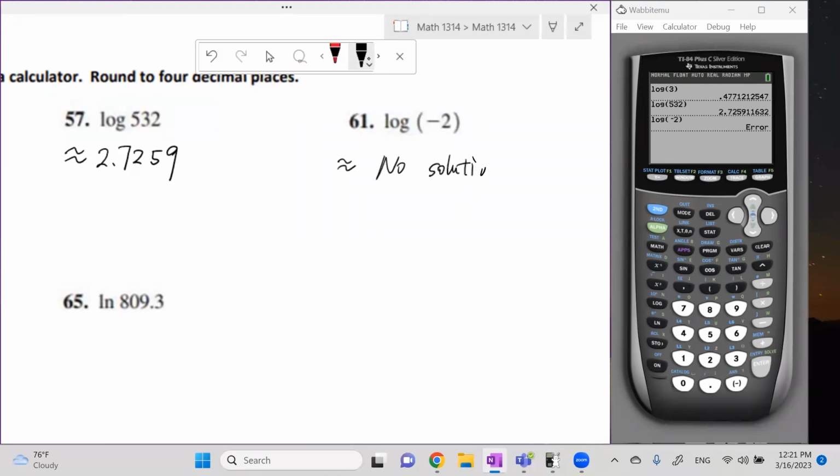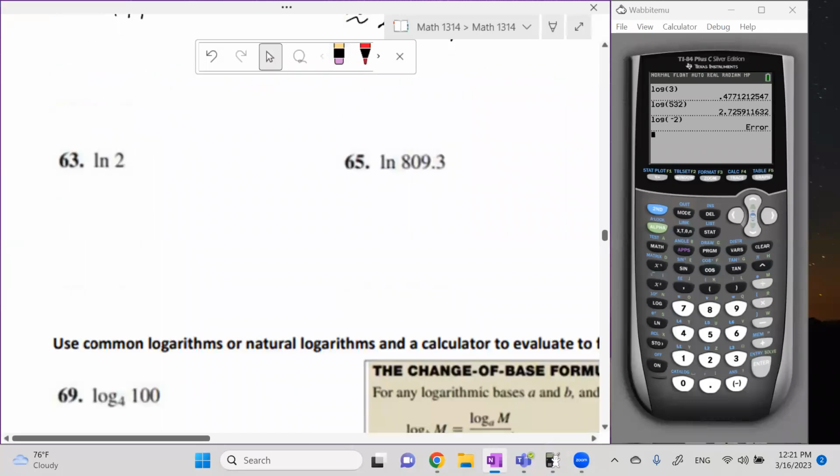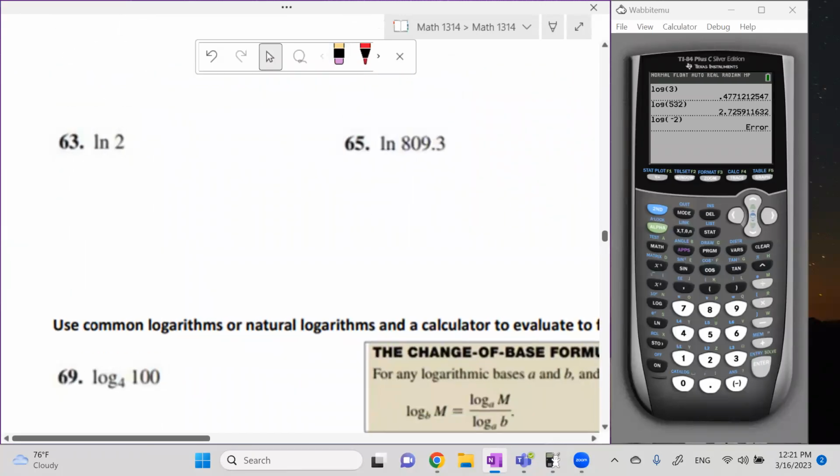And your calculator also cannot find any solution for this. All right, let's see the next two examples, ln 2. You find the ln button here. Click ln, put the 2, close the parentheses, hit enter. We get 0.6931, because after the 1 is a 4. 4 is less than 5, so we ignore the 4.